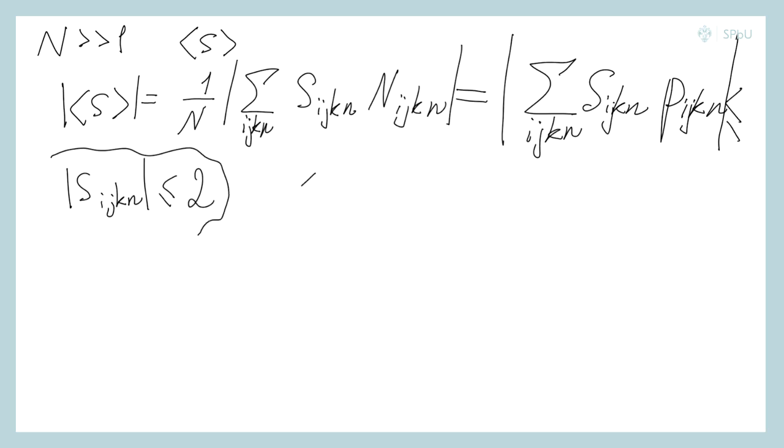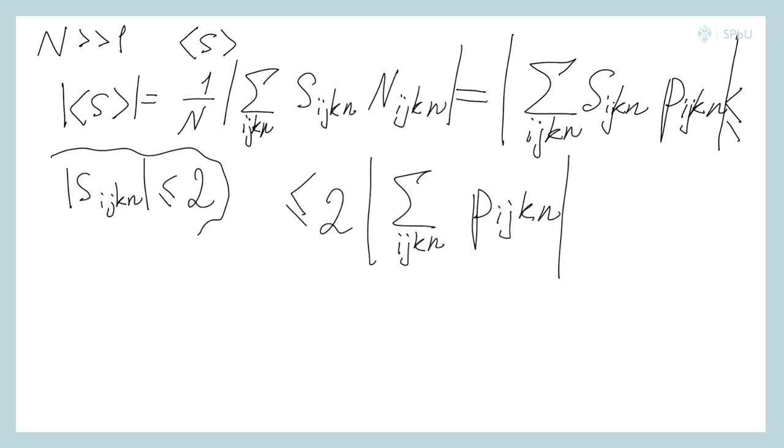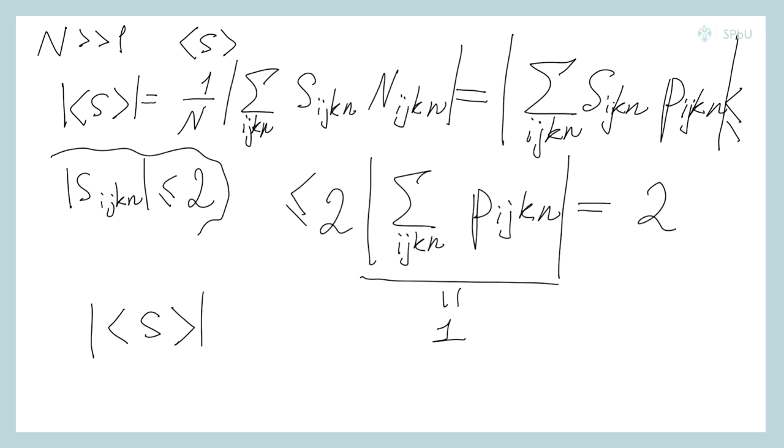This is less than or equal to 2 multiplied by the sum over i, j, k, n of P_ijkn. And since this is the total probability, it equals 1. That's why this equals 2. So we now obtain the following: the magnitude of average S is less than or equal to 2.